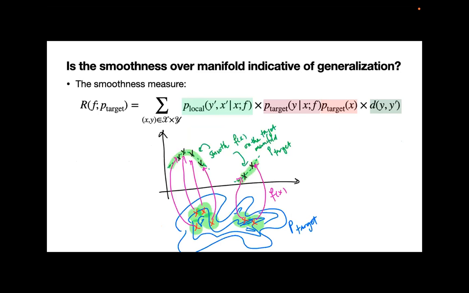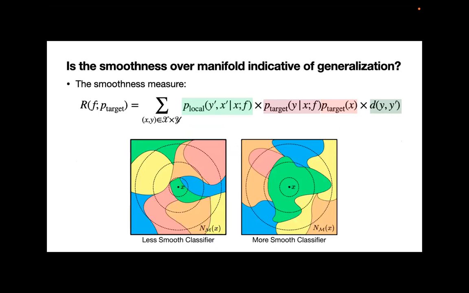So what we are saying is that I pick one point, and I look at the vicinity, and I have a classifier. Given any pair of points in this vicinity, do their labels agree with each other? So this one is less smooth, while this one is much more smooth than the other. This is what this smoothness measure is going to compute.